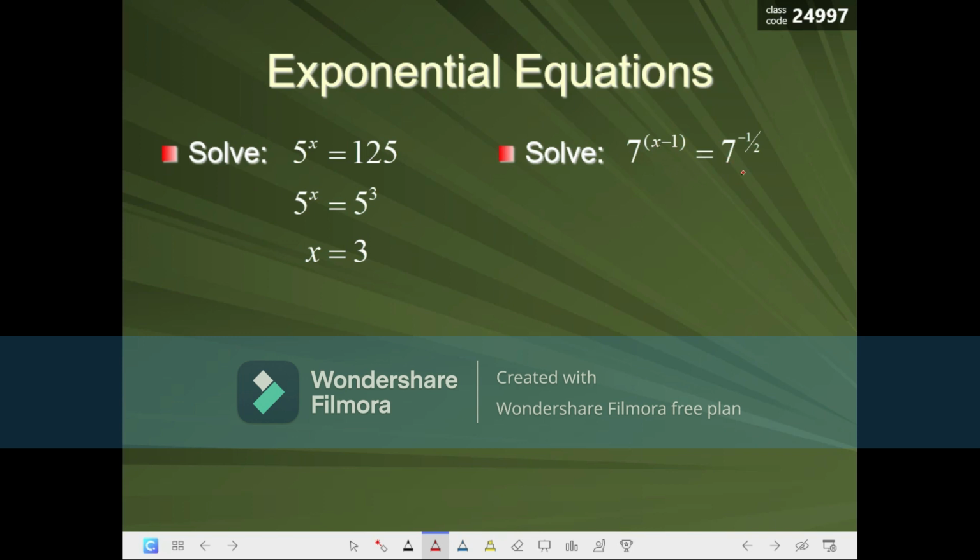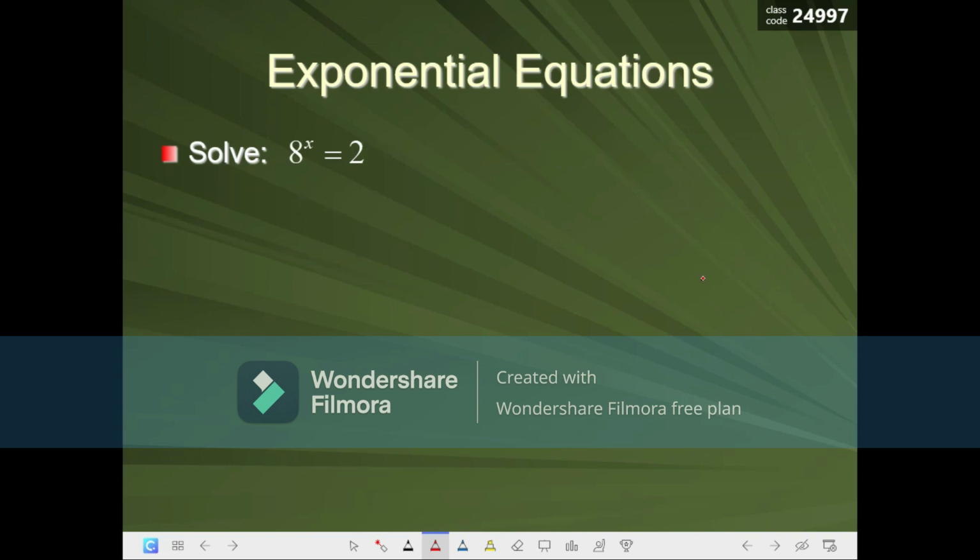Now, you've noticed that the base is already the same. So, no need to express it with the same base because in the given, it's already of the same base. All we have to do now is equate the exponents. So, we'll have x minus 1 is equal to negative 1/2. Then, transpose negative 1 to the other side of the equation. It becomes negative 1/2 plus 1. Negative 1/2 plus 1, x is equal to 1/2. Okay. I hope everything is clear so far.